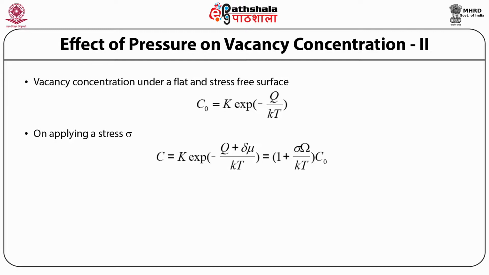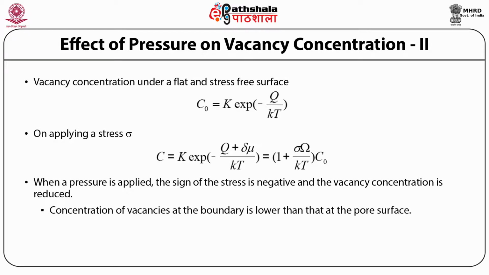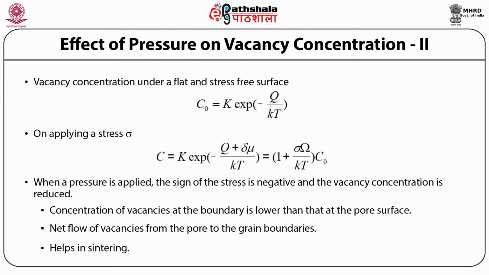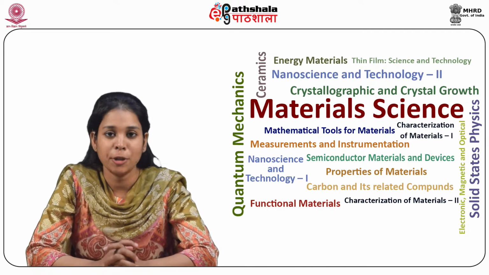So in the present case, sigma is the effective stress at the boundary. If a pressure is applied, then sigma is negative and the concentration of vacancies at the boundary is lower than at the surface, so that there is a net flux of vacancies from the pore to the grain boundary, which aids in pore removal. So now we will discuss hot pressing.